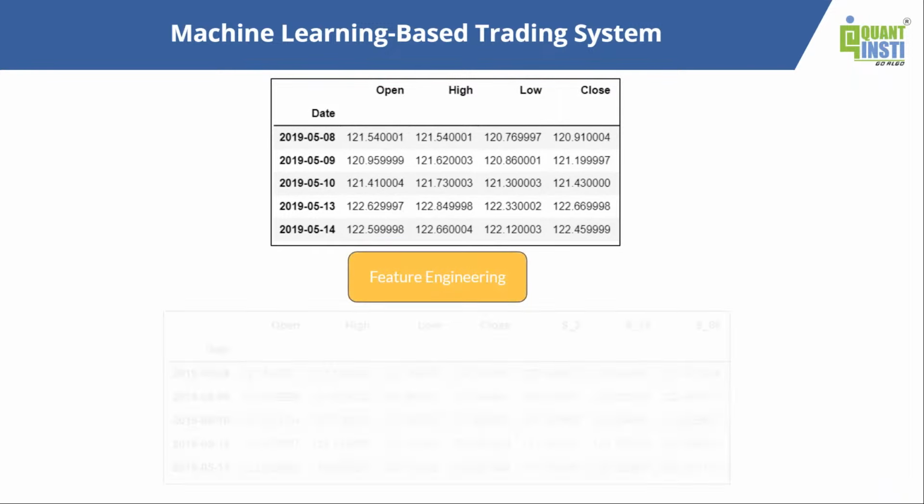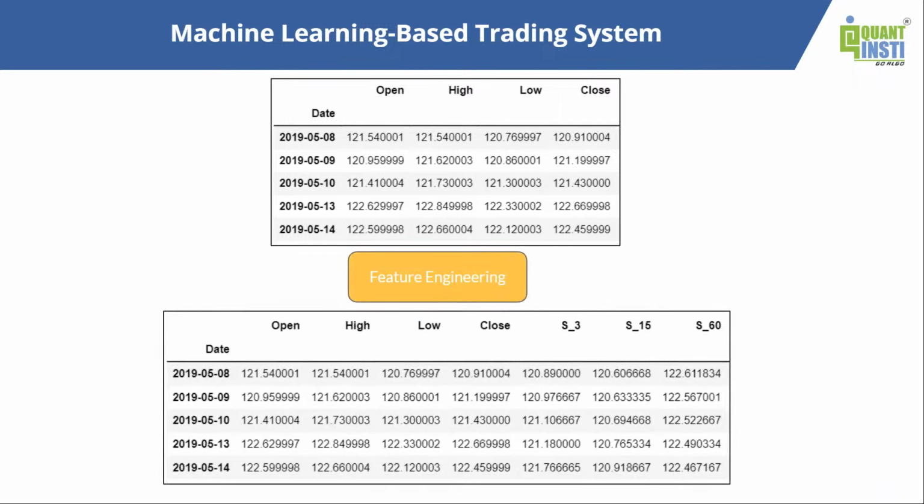And now we are going to do feature engineering, where we extract additional information from the same raw data. The S3 you see is a 3-day simple moving average, S15 is a 15-day simple moving average, and S60 is a 60-day simple moving average. I have taken these features as an example just to explain the concept here. It could be many things. Some people would use technical indicators, some people would use the return, like 2-day return, 5-day return.